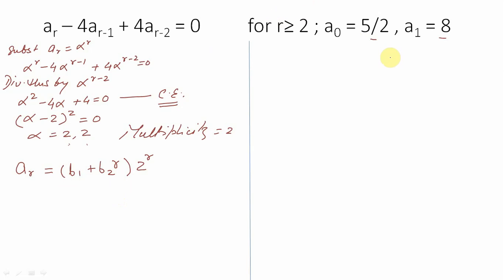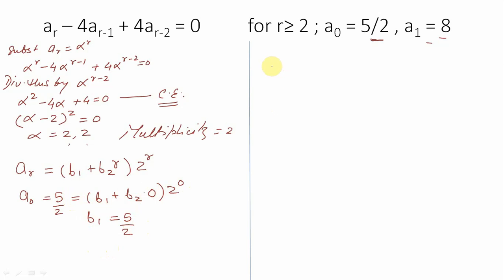Now I have the initial values over here. I'll use these initial conditions to solve for B1 and B2. I have a_0 is equal to 5 by 2. Let us put r is equal to 0. So I'll have (B1 plus B2 into 0) 2 to the power 0. So I get B1 is equal to 5 by 2.